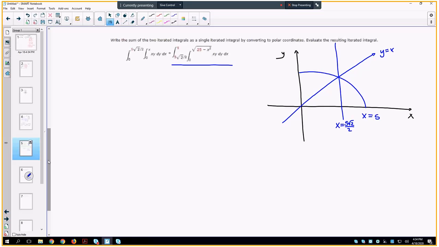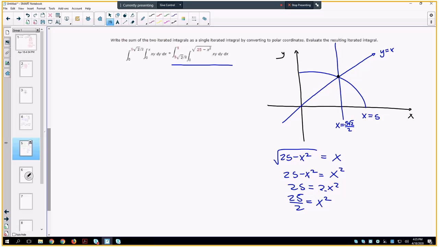And if I want to know where the line y equals x and the semicircle cross, I can solve 25 minus x squared is equal to x squared. So 25 is equal to 2x squared. So 25 over 2 is x squared. So that's 5 over square root of 2 equals x, which is 5 square root of 2 over 2. And that, of course, is why I drew it this way.